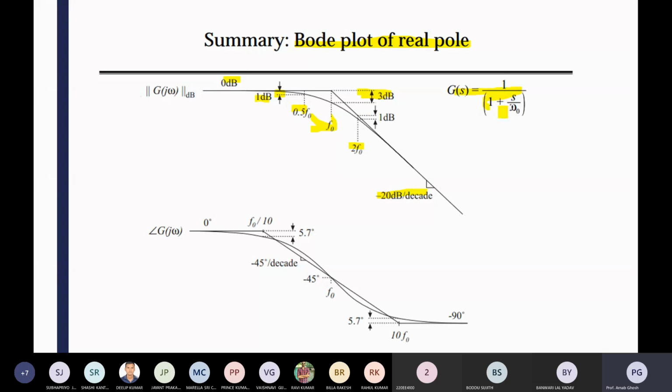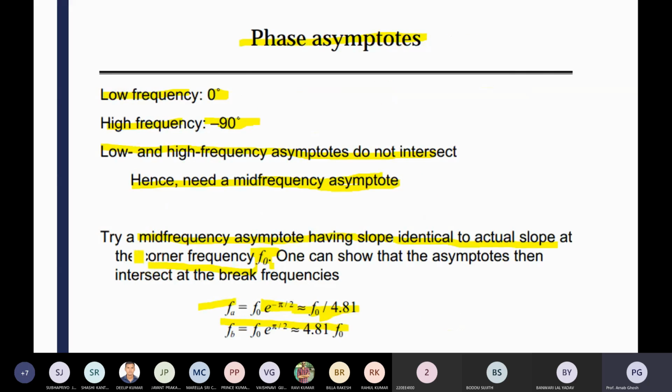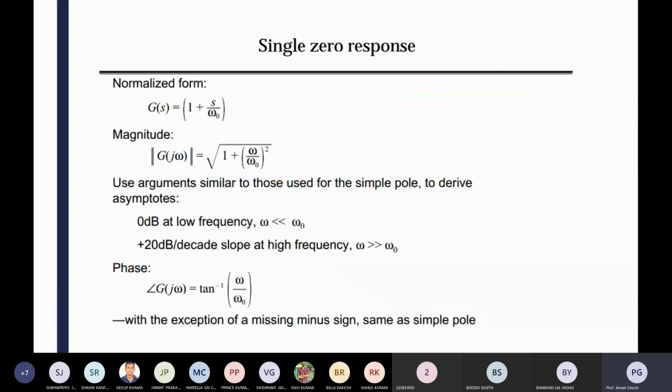So you are getting the transfer function, and this is your gain and this is your phase. Phase is starting from 0 and completes at minus 90, and it is minus 45 at the cutoff frequency, the crossover frequency. So f0 is equal to the corner frequency. At the corner frequency the phase is minus 45 degree, and the magnitude is minus 3 dB, with a slope of minus 20 dB per decade. Then we can go for the single zero response.